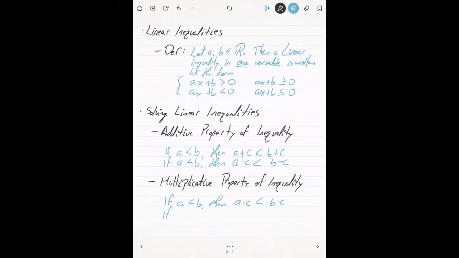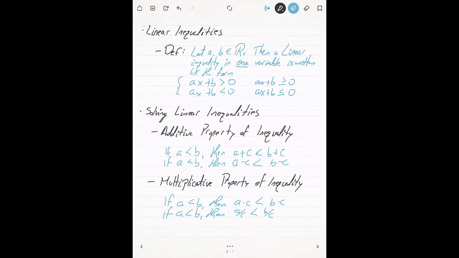Same thing with division. If I were to divide both sides of the inequality by the same thing, the inequality would stay. Well, the one side still remains bigger than the other, okay? So this is the multiplicative property of inequality. You can multiply whatever you want to both sides and divide whatever you want to both sides, and it preserves the inequality.